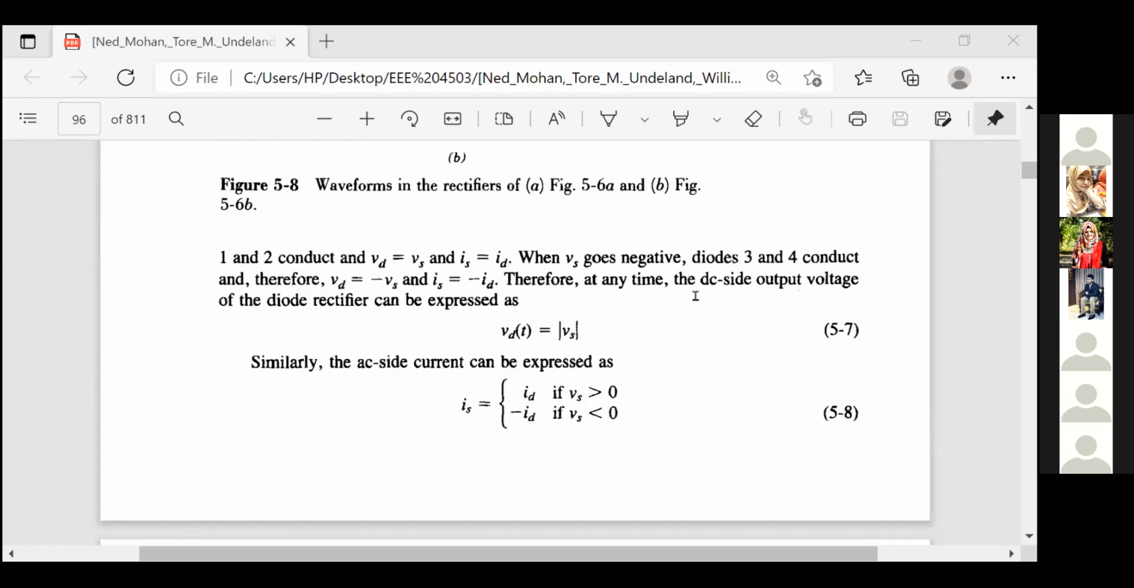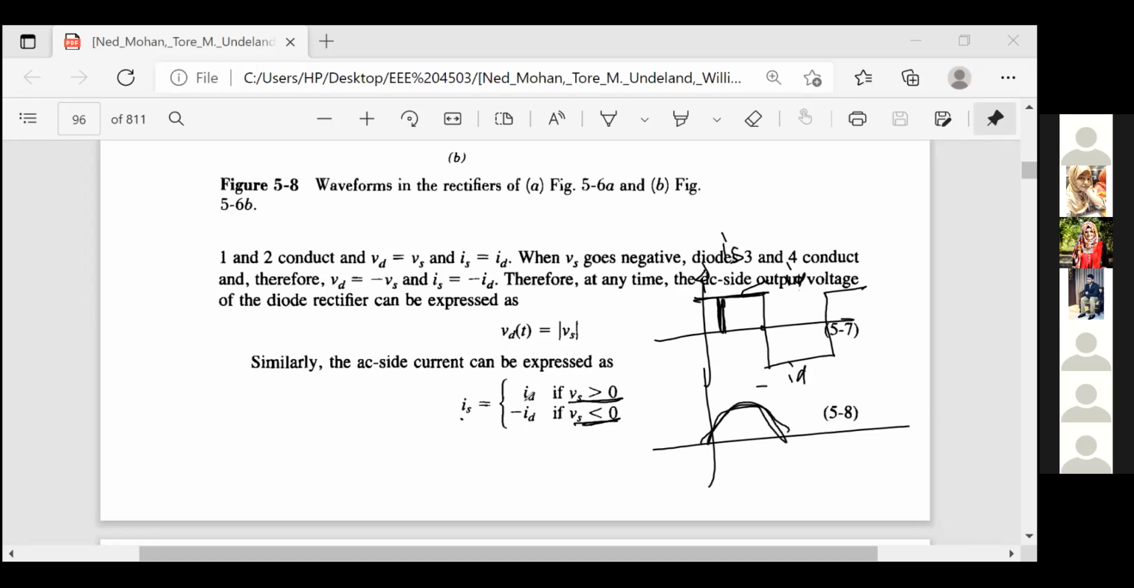So, and here, if I plot the IS here, like this is your IS. So they said that, okay, this is your ID. This is ID, and this is minus ID. So when VS is greater than 0, our IS is positive ID, and when VS is less than 0, that means negative, for the positive half cycle IS is ID, capital ID for your case, and for the negative half cycle, this is minus ID, which is minus capital ID. Okay, you understand it? Yes, sir.